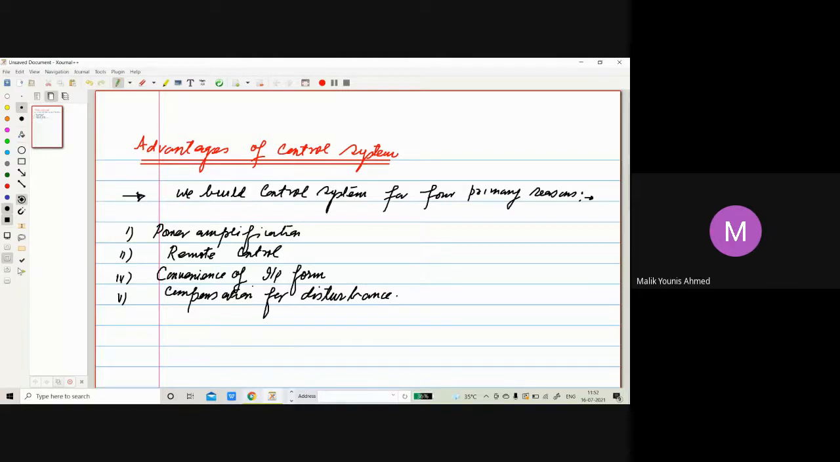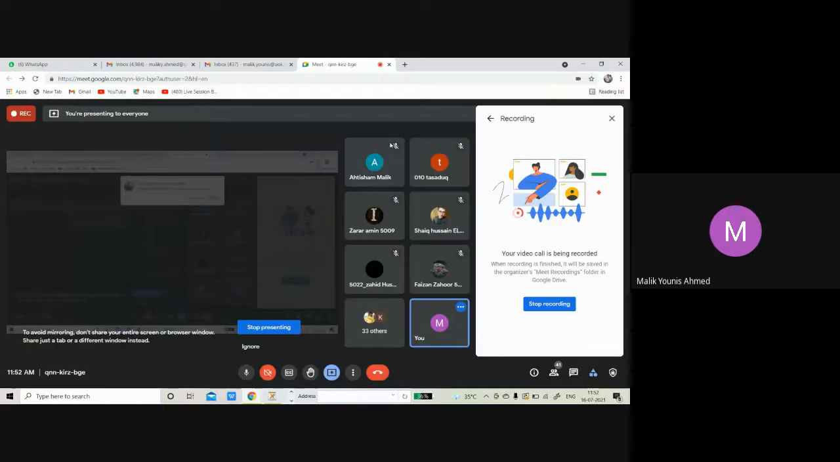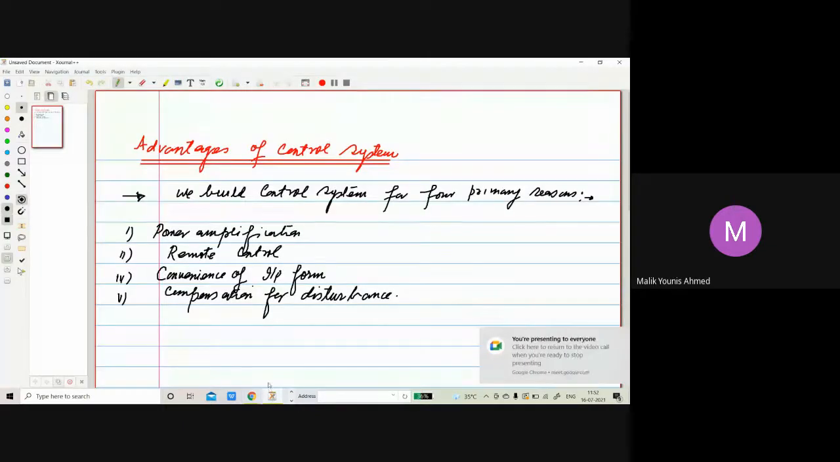Okay. So these are the four advantages we have. We build control systems mainly for these purposes. Now let us elaborate them one by one.